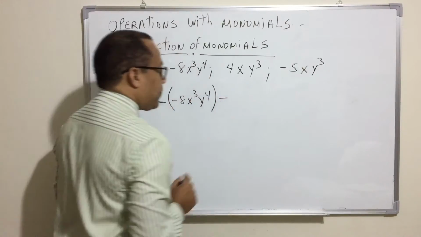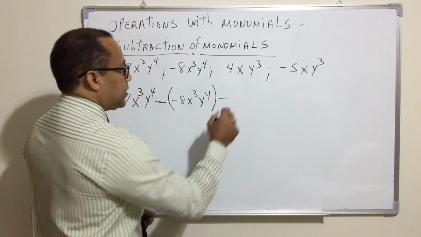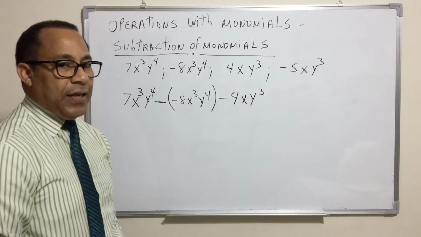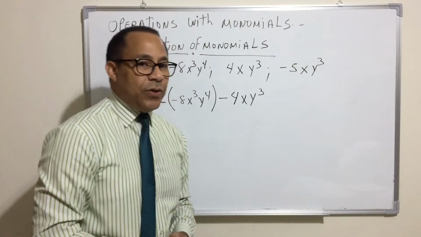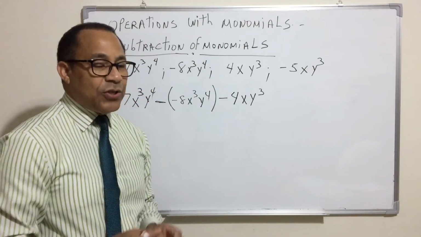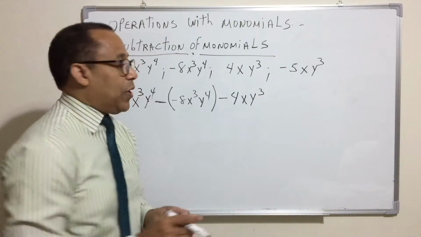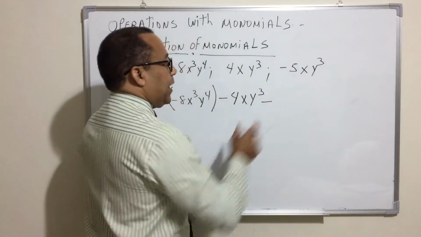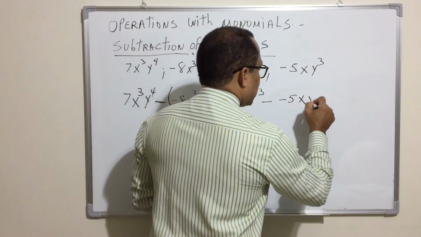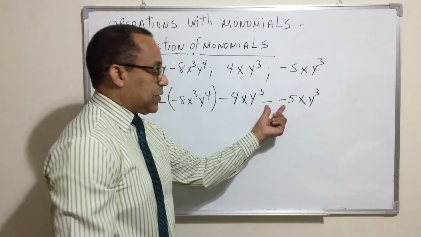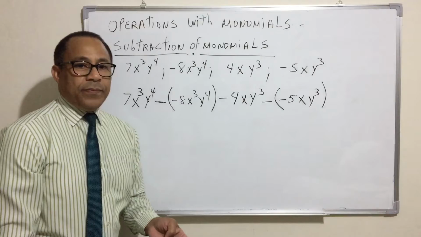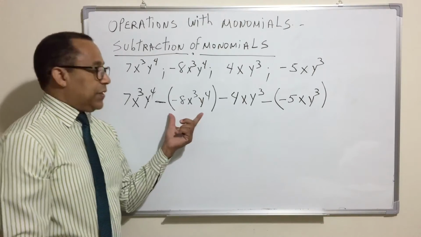So this is negative, and then bring down the term, which is 4xy to the third. And then I'll bring the last term, which is negative 5xy to the third. But the operation, again, is subtraction. So I am subtracting. And I'll bring down the next term, negative 5xy to the third. And again, two signs together, I'll be using parentheses. Our next step is to get rid of the parentheses.